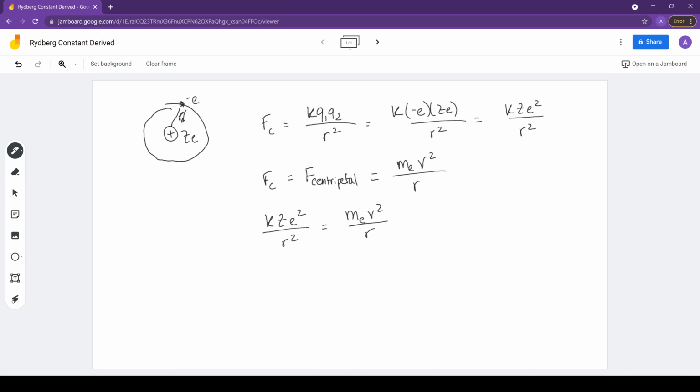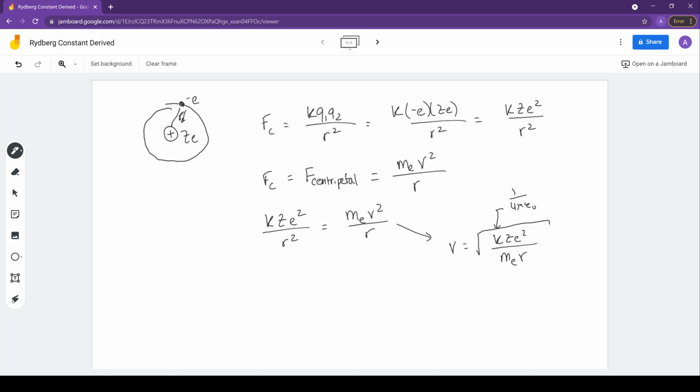And we're going to extract two different things from this information. First, we're going to solve for V, which is the velocity at which our electron is orbiting the nucleus. So let's solve for V really quickly. If you move some things around, you'll get that V equals the square root of KZE squared divided by m_e times R. Okay, so now we've solved for the velocity of the electron in terms of other constants. And note that K is just a proportionality constant for Coulomb's law, and it's actually equal to 1 over 4 pi times epsilon naught, and we'll be using this substitution later in the video.